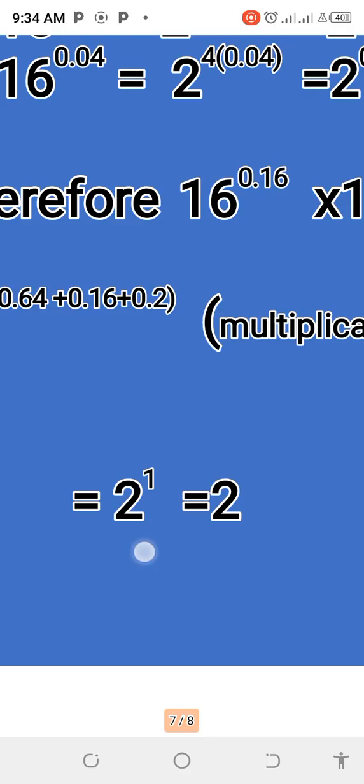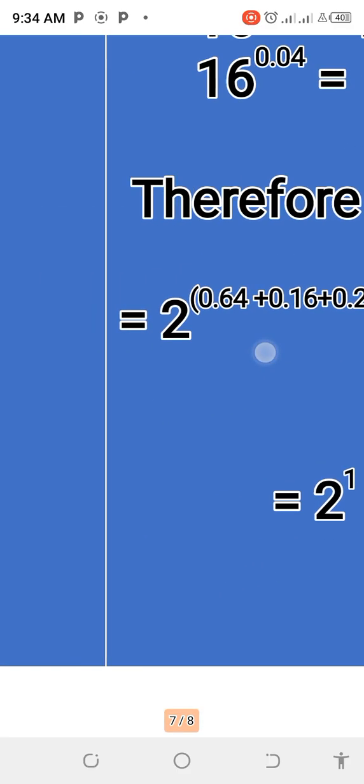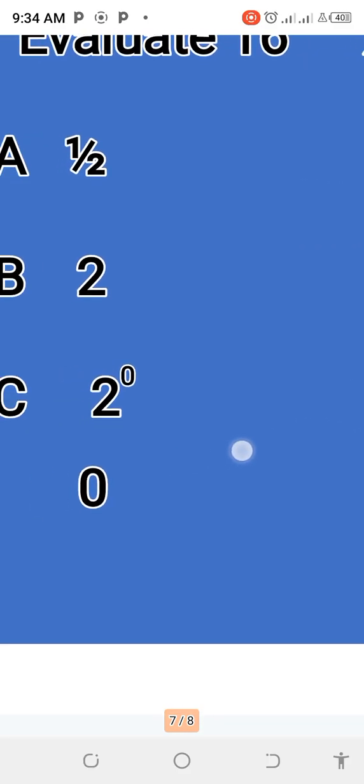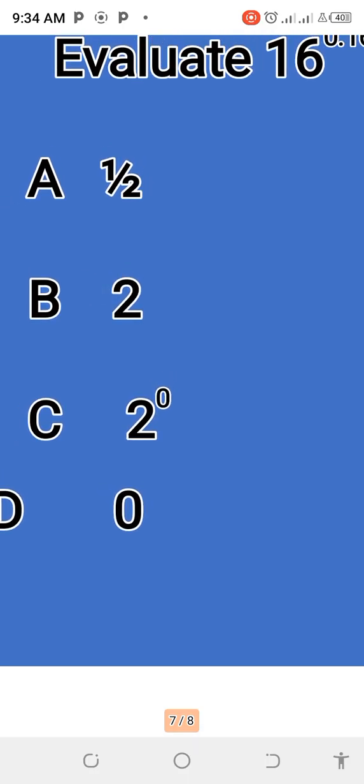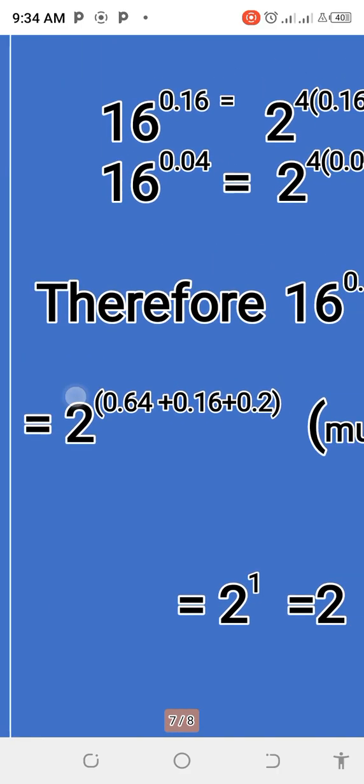And 2 raised to power 1 is equal to 2. So the answer is 2. Now the right option there is Option B. Option B. Okay.